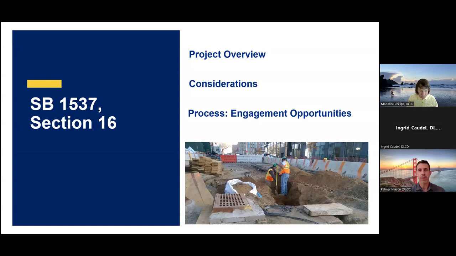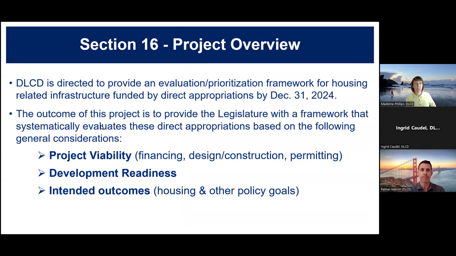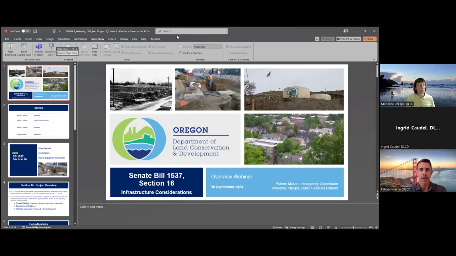We'll be looking at really three things when we take this project on. We'll be looking at how to evaluate project feasibility, viability, how to look at project readiness, and how to look at intended outcomes. Right now, the legislature doesn't have tools to help them look at project viability, development readiness, and intended outcomes. And the point of this project is to bring together a framework that will allow them to do that. You'll see that we have not a lot of time to do this project. We're required to deliver this report to the legislature by December 31st of this year. And that's not a lot of time in which to have the conversation.